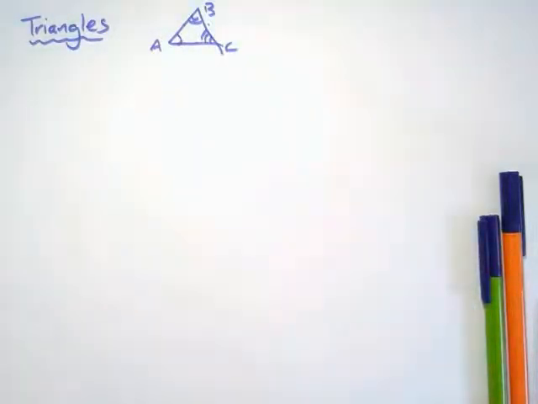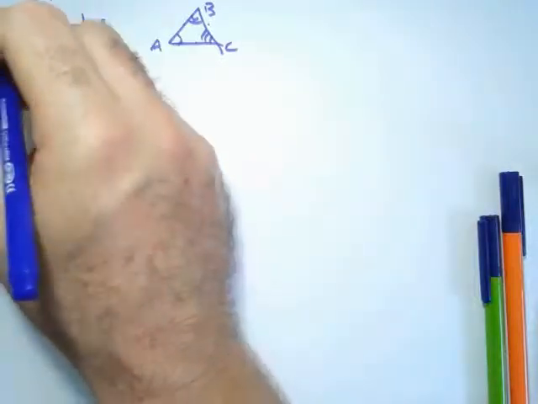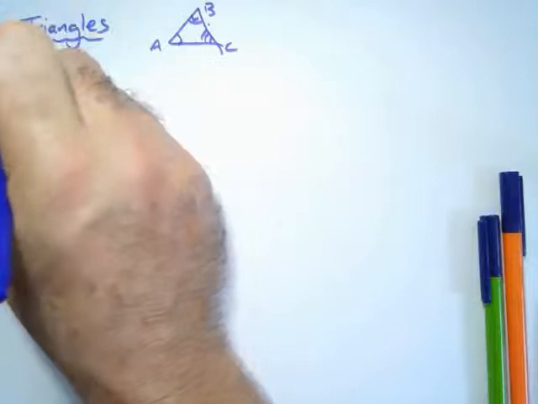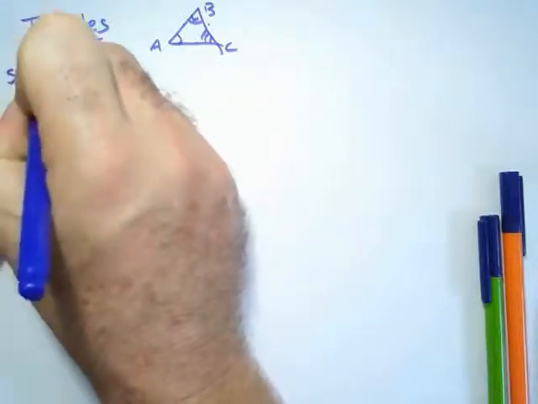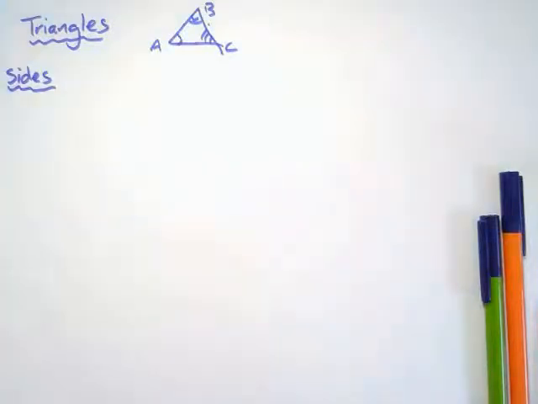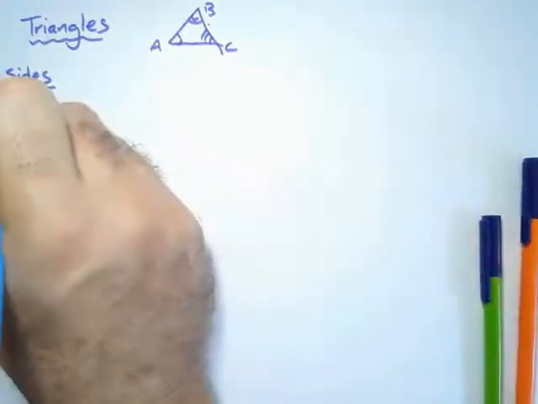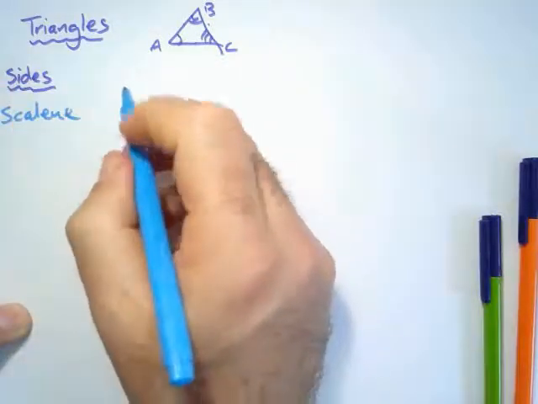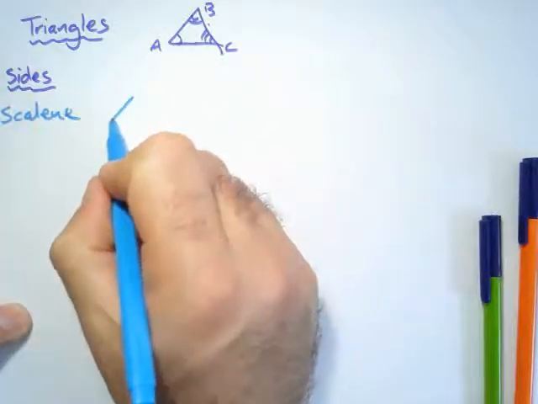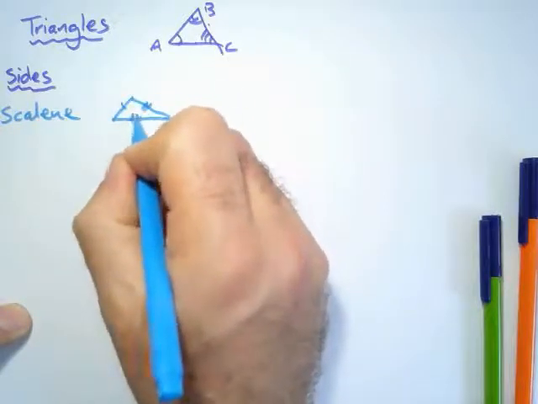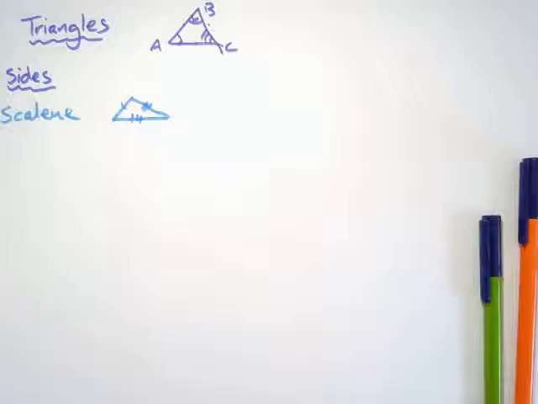Triangles can be classified in three ways. We can classify them according to their side lengths, right? So according to sides, we have scalene. Scalene have three different sides, so three different angles. Right, so that is not the same as that, it's not the same as that. It's called a scalene triangle.